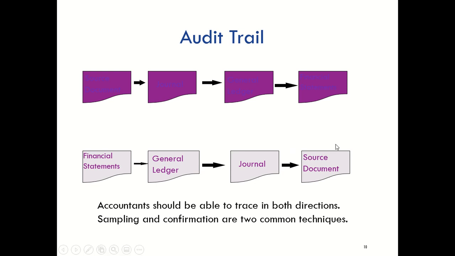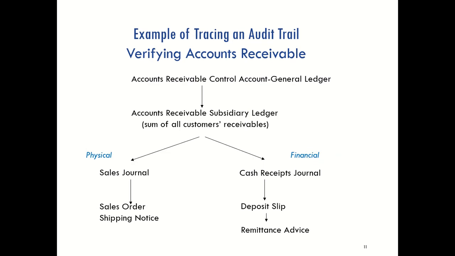Okay, so before we proceed, this is just an example: tracing of the audit trail, verifying accounts receivable. Our accounts receivable, a control account in the general ledger, you can reconcile it with the accounts receivable subsidiary ledgers, whether financial or physical. If physical, you can trace it back to the sales journal. Earlier on our previous slide, the sales journal is what we input to the control account. So the amounts should be the same.